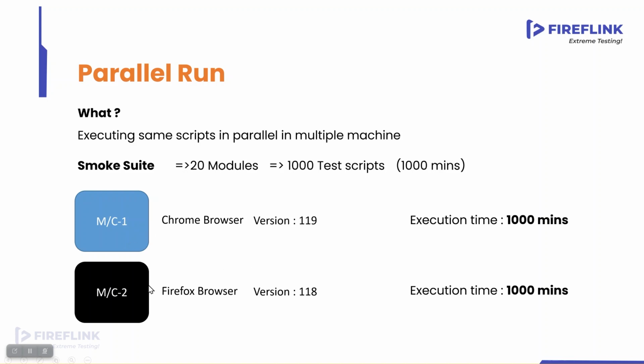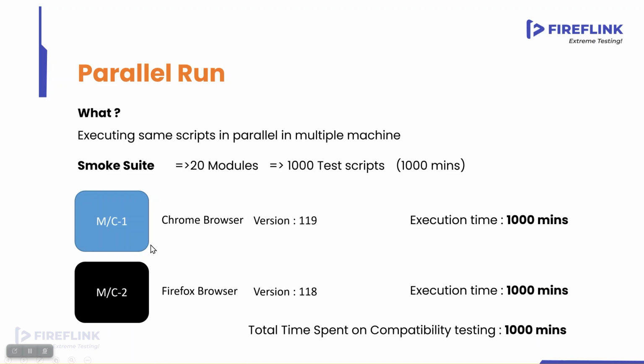So two machines will be executing the scripts in parallel. So what will be the execution time now? It is 1000 minutes again. Why? Because previously I was selecting the same machine and triggering the execution the first time, and then I have to wait for the completion of the execution, and then I have to trigger the next execution.